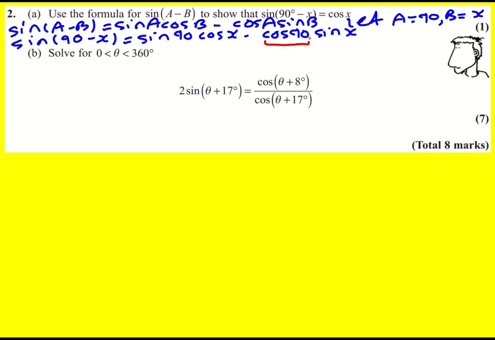Now cos 90 is equal to 0, which means this term simply cancels out, and sine 90 is equal to 1, which means I can just eliminate that as well. And therefore, I've actually shown that sine(90 minus x) is equal to cos x.